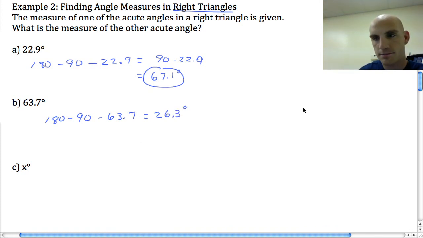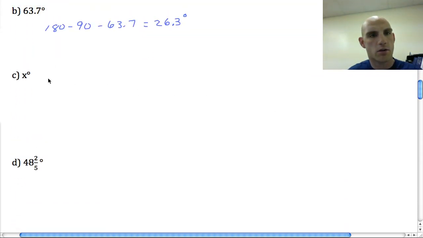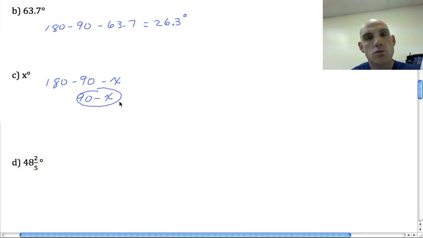It's pretty simple, guys. When we get down to this x thing, it's the same exact way. We've got 180 minus our right angle minus our x. Well, then we have 90 minus x left. That's it, guys. That's it. Because when we have x, it's some angle. It could be 5, it could be 10, it could be 26. We don't know what it is, but it's 90 minus x. Same way we did that before.